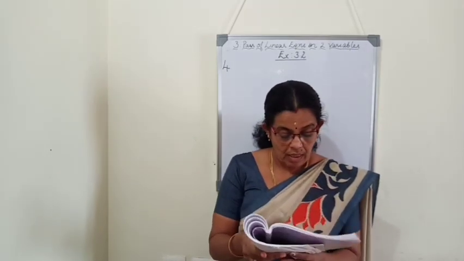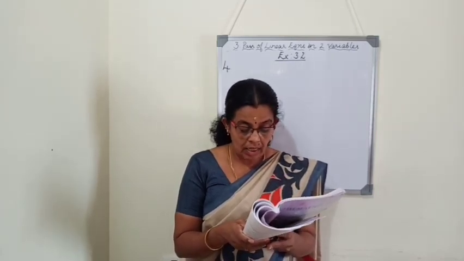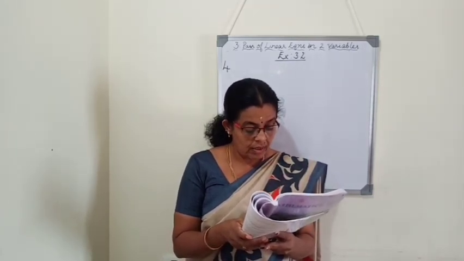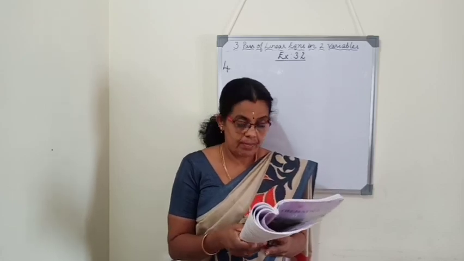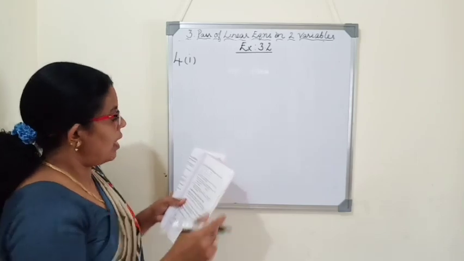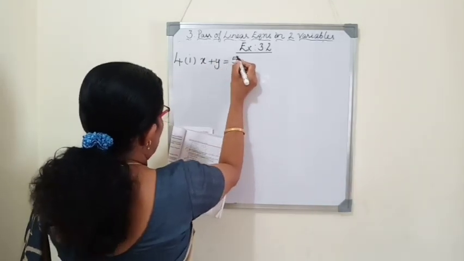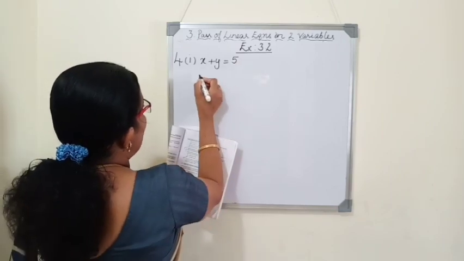Fourth question. Which of the following pairs of linear equations are consistent, inconsistent? If consistent, obtain the solution graphically. First question. x plus y equals 5, 2x plus 2y equals 10.